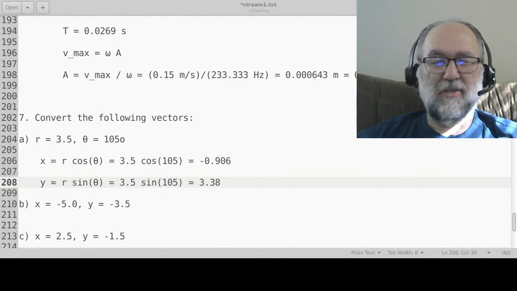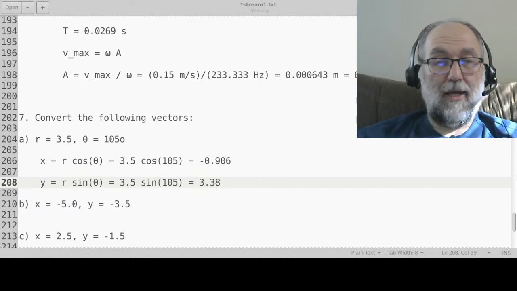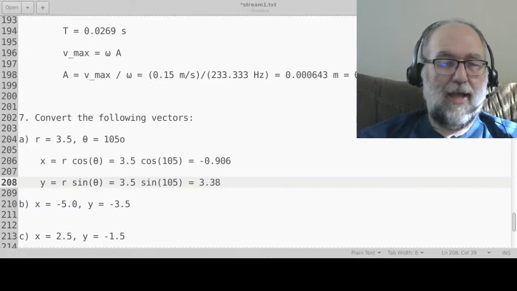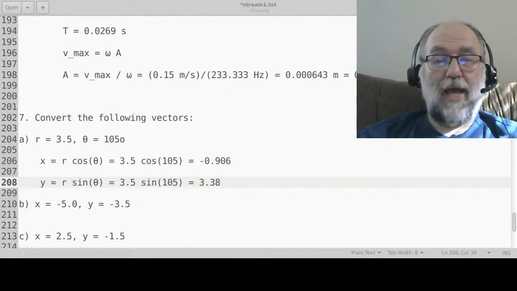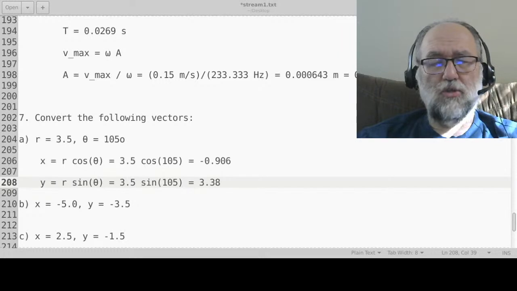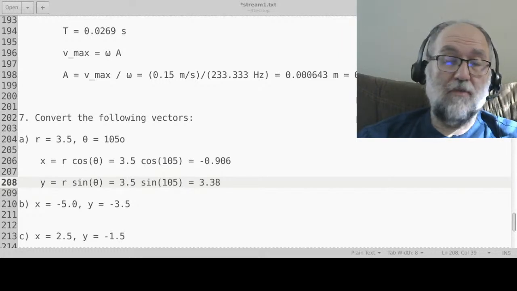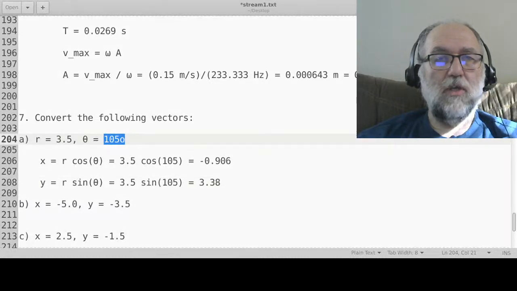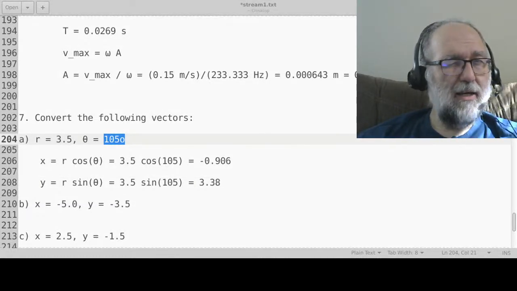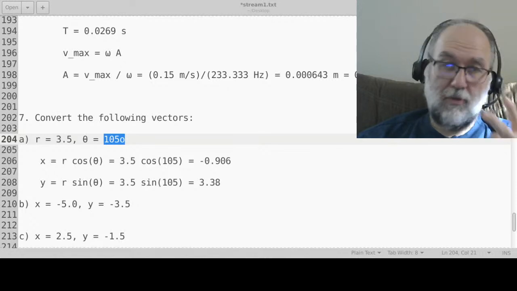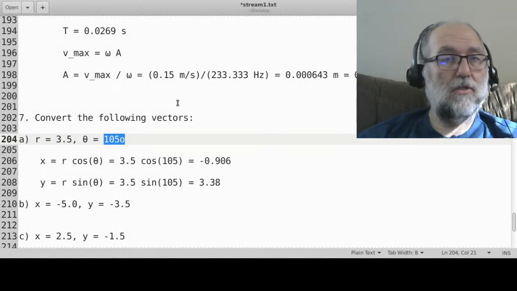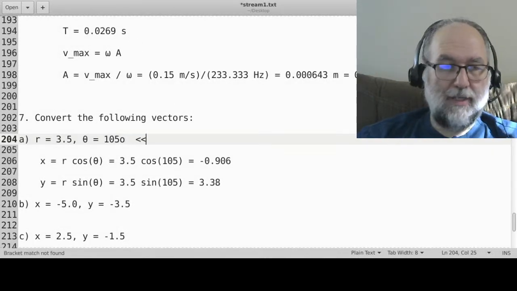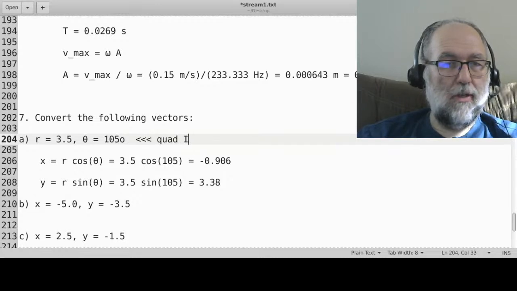Now, if you want to check, you say, well, did I do this right? Like typical errors, like you leave your calculator in radians, and I give you degrees or something like that. One check, it's not a perfect check, but it's a partial check, is just see if you're in the right quadrant. So 105 degrees, that's more than 90, but less than 180. That puts you in quadrant 2.